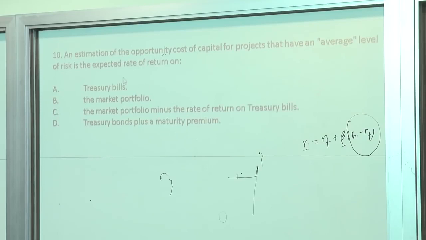An estimation of the opportunity cost of capital for projects that give an average level of risk is the expected rate of return on... So average here means comparable with the market level. So it should be the risk-free rate plus the market risk premium, where the market portfolio is the comparable asset or portfolio, right?